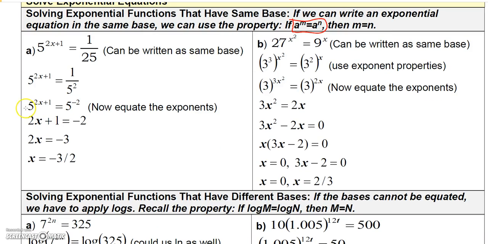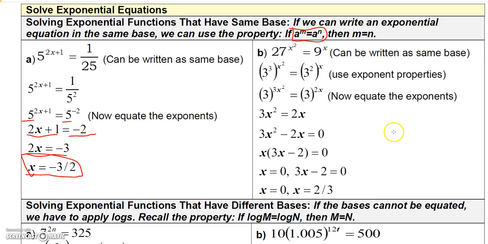So now you have the same base on both sides, and since this base to the 2x plus 1 must equal this base to the negative 2 power, then 2x plus 1 must equal negative 2. Then all you have to do is solve for x. Subtract 1 from both sides and you get 2x equals negative 3, then divide both sides by 2 and x is negative 3/2. So that's how you can solve that one.